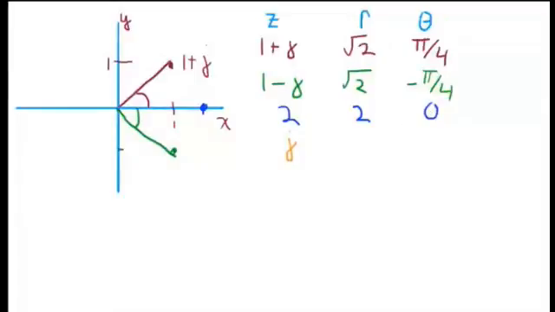Finally, we have our last number, j. J is plotted right here at 1 on the y-axis. That's j. And so the polar angle, written like that, is pi over 2. And the magnitude, your 1 unit from the origin along the y-axis, is just 1.